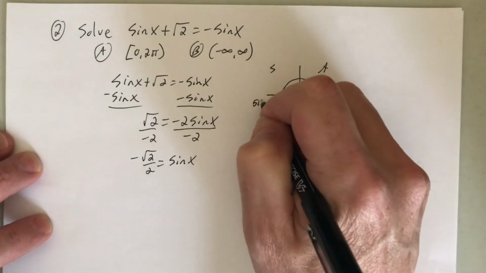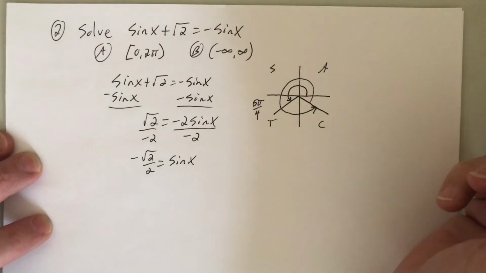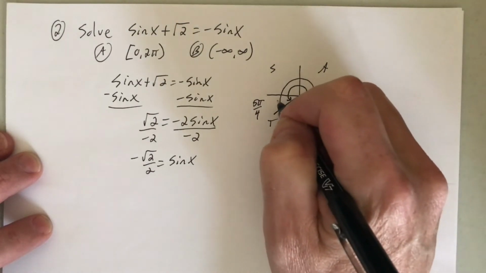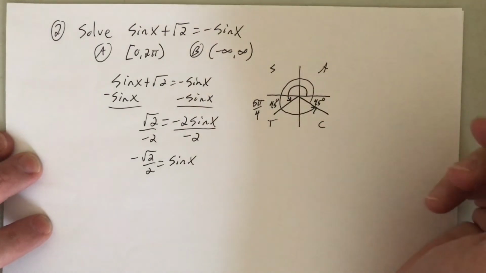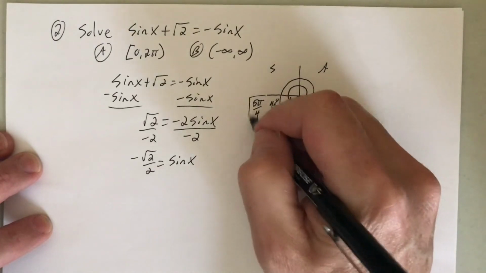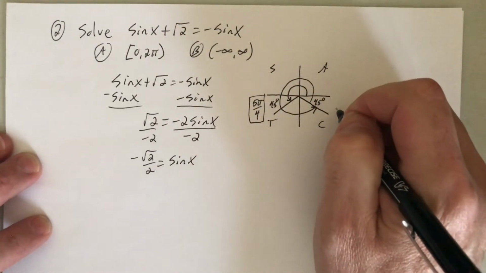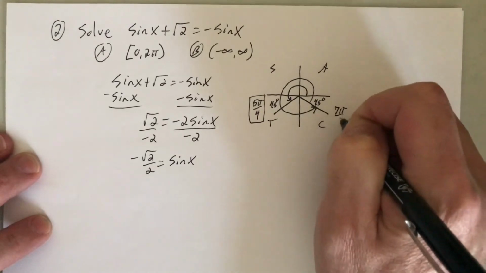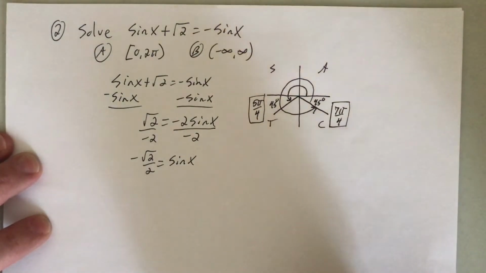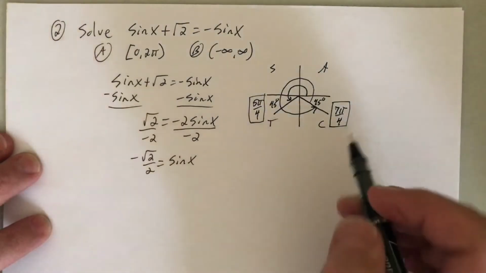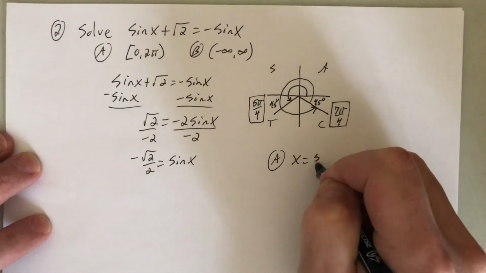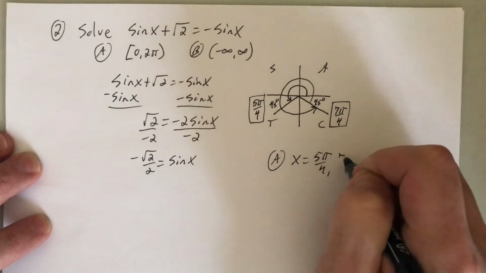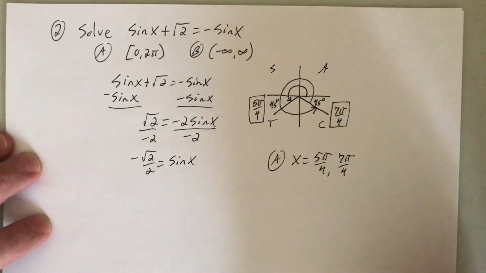So when you do that, you're going to wind up with, for your quadrant 3 angle, 5 pi over 4, because basically it's on the 45 degrees, so your reference angle here would be 45 degrees. This would be 45 degrees here, which makes this your quadrant 3 angle. And then the quadrant 4 angle is going to be 7 pi over 4. So now that would be our answer for part A. It would be x is equal to 5 pi over 4 and 7 pi over 4.